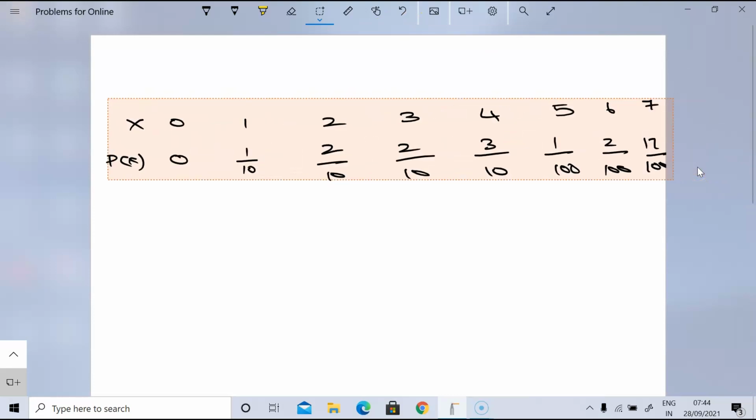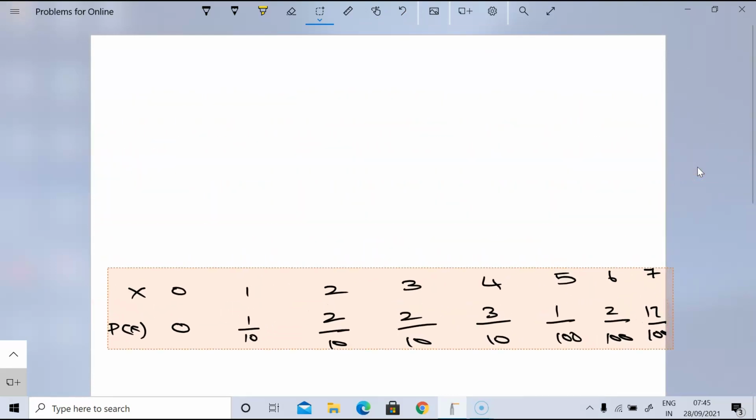Okay, so this is the next page. Got it. Later on I'll rub it. Okay, so why I require it, I'll tell you.